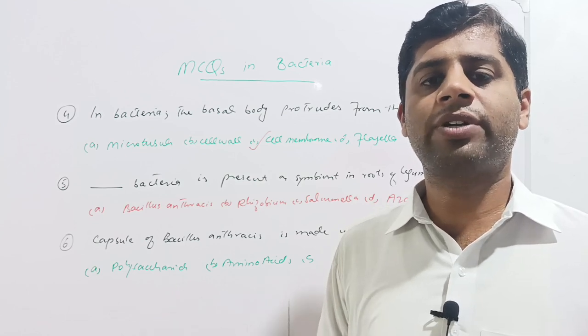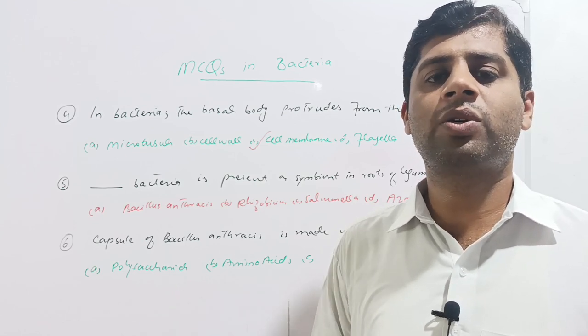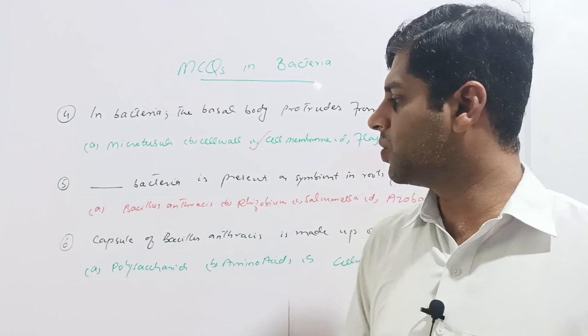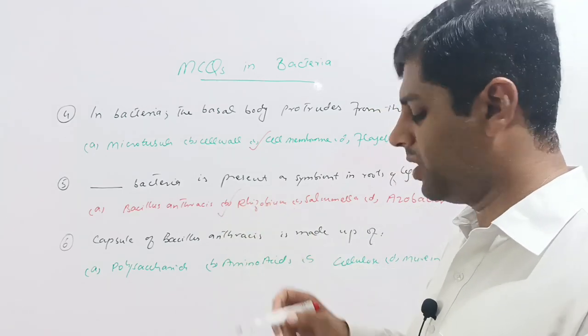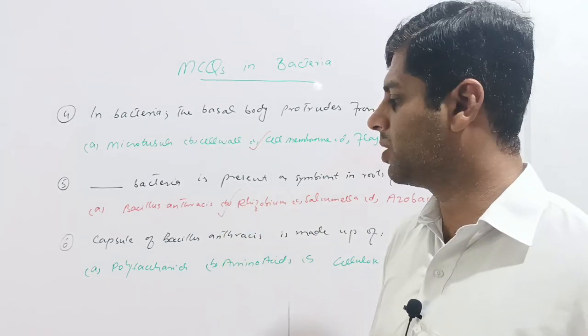These convert the atmospheric nitrogen into nitrates, which is further utilized for the protein synthesis in the plants. So the option B is correct. Rhizobium is the bacteria present in the leguminous plants.